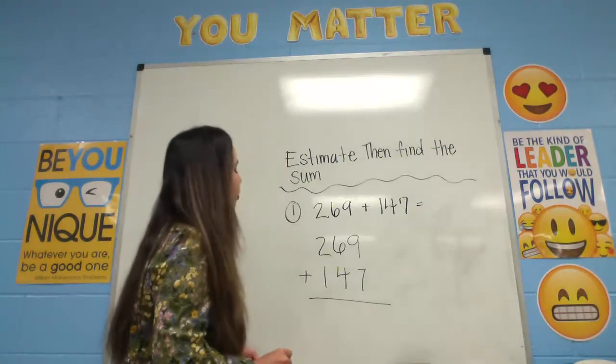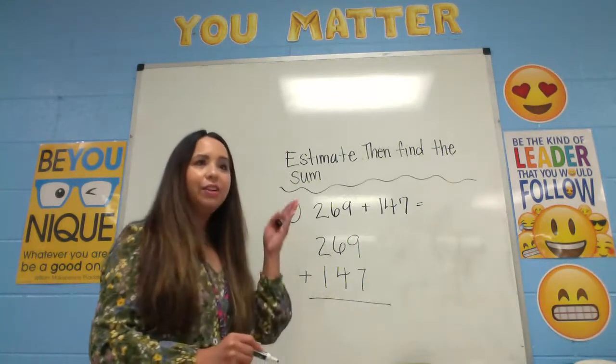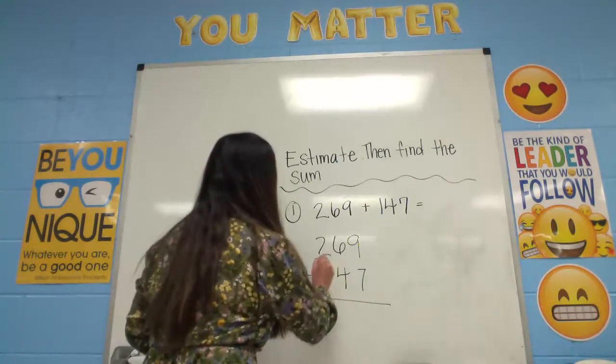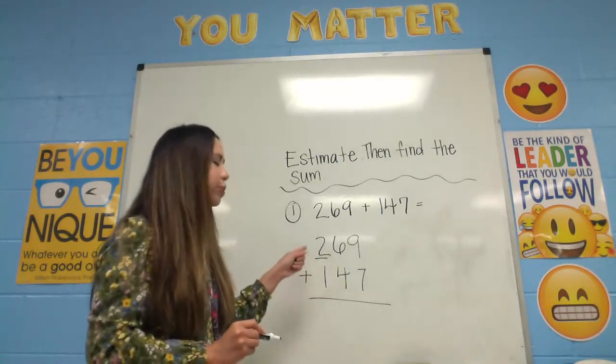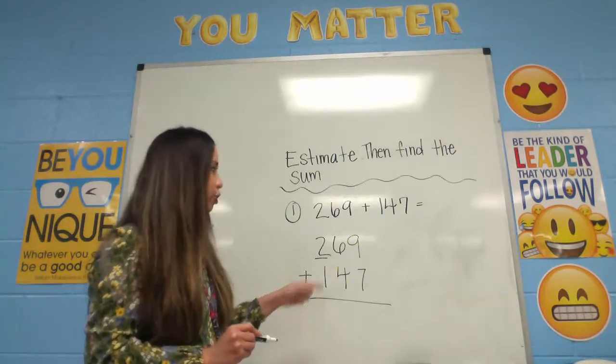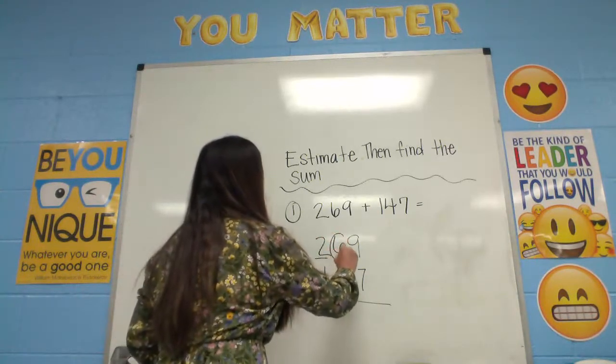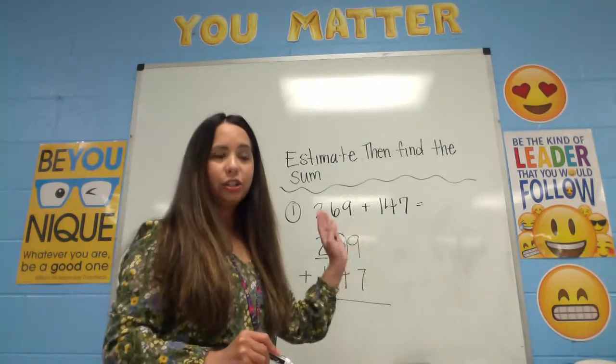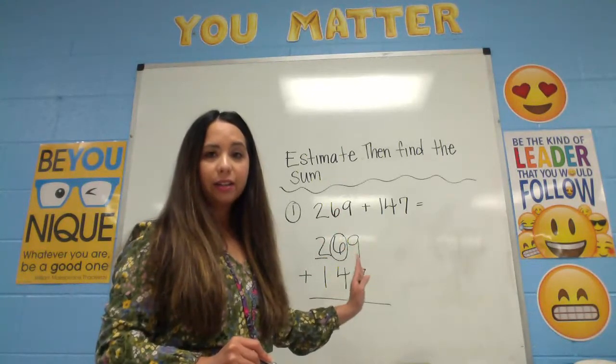First step, I like to identify the rounding digit, and that's the hundreds place. So in 269, 200 is in the hundreds place. I go right next door to the tens place. You always go to the digit to the right. In this case, again, it's the tens place.